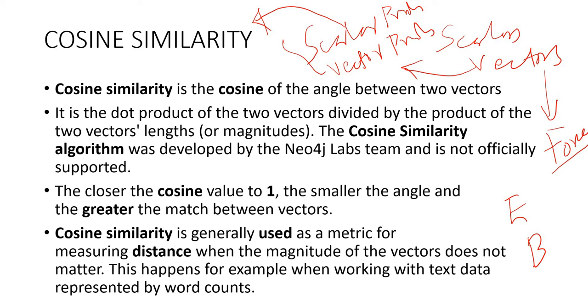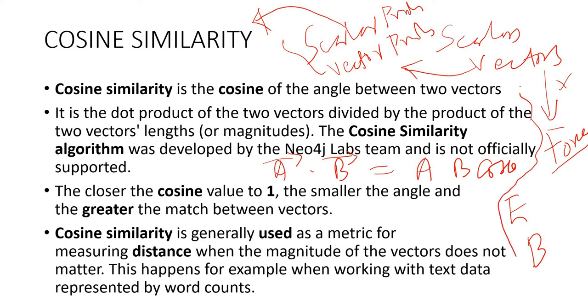Cosine similarity is the cosine of the angle between two vectors. It is the dot product of two vectors divided by the product of the two vectors' magnitudes. The scalar product is written as A dot B. This is the formula: for vector A, the dot product we denote with a dot. For the cross product or vector product, you put a cross between A and B. So A dot B is equal to A into B into cos theta. A dot B is equal to AB cos theta.